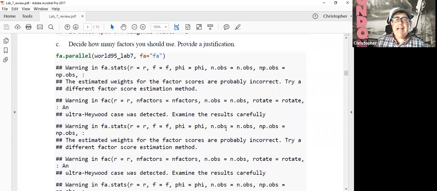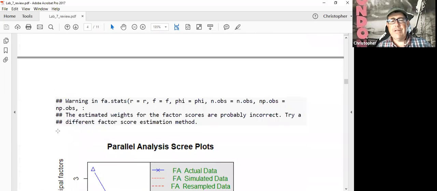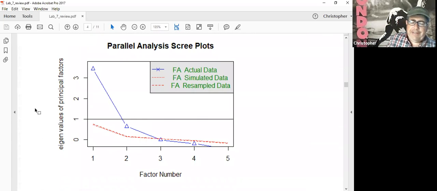All right, decide how many factors you should use. Again, here I want to make that distinction between factors and components. Get a lot of errors here, or warnings here. Don't stress about that. Well, I would stress about that if these were real data for a real project, but not so much in this case.